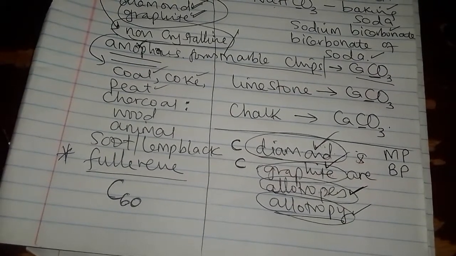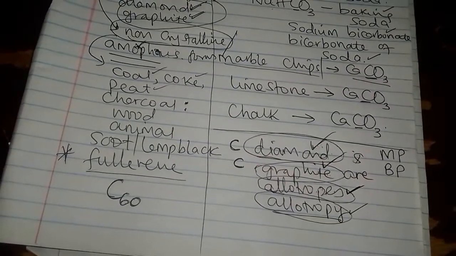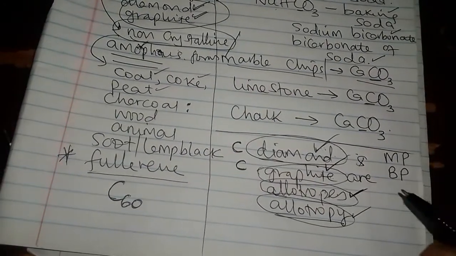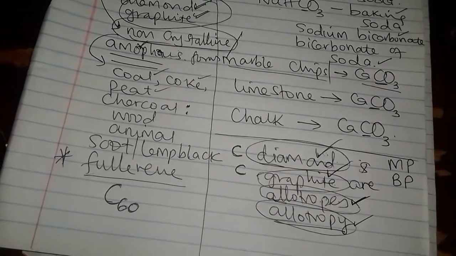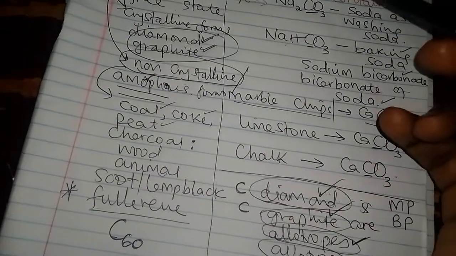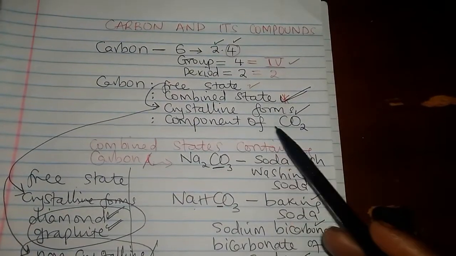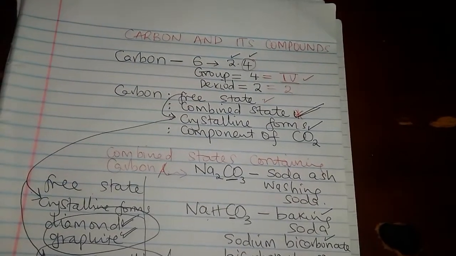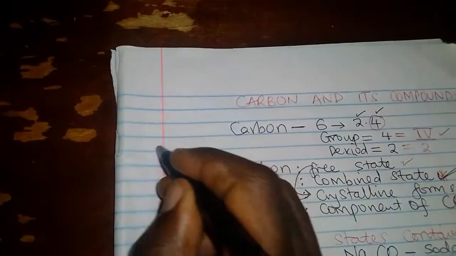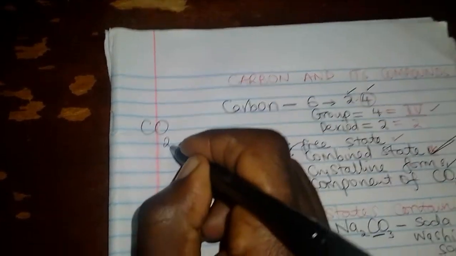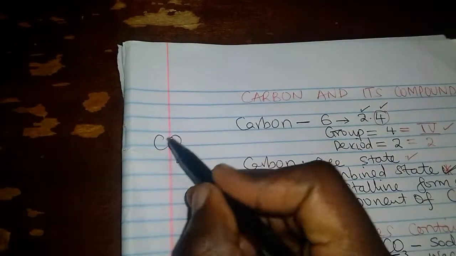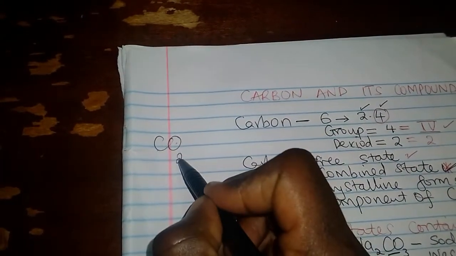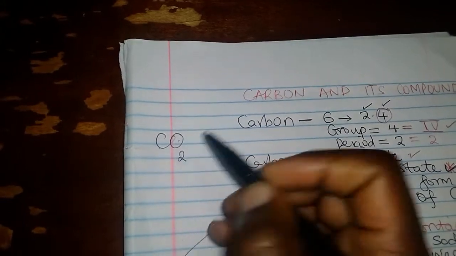Now, if I'm done with that part, I can come to something else, looking at the last source of carbon. Carbon can be a component of carbon dioxide. Look at this. Carbon dioxide is a gas, also referred to as carbon 4 oxide, made up of 1 carbon and 2 oxygen atoms with strong covalent bonds.